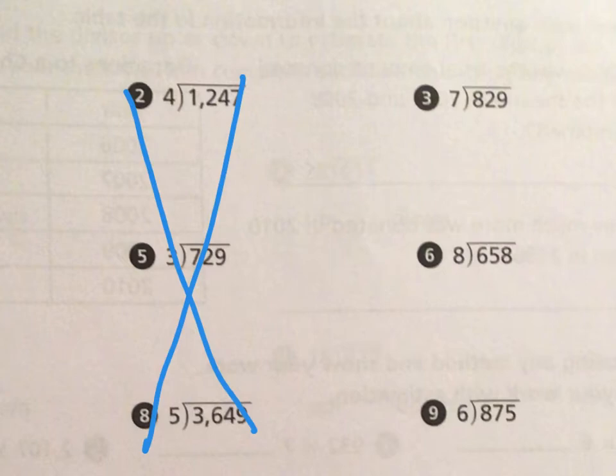So I say, how many times does 7 fit into 8? Well, 7, 14, too big. 7 only fits into 8 one time. 1 times 7 is 7. That's what I subtract. 8 minus 7 is 1. I check. Do I have more numbers? Yes, I do. I bring down 1 number at a time, and I have 12.